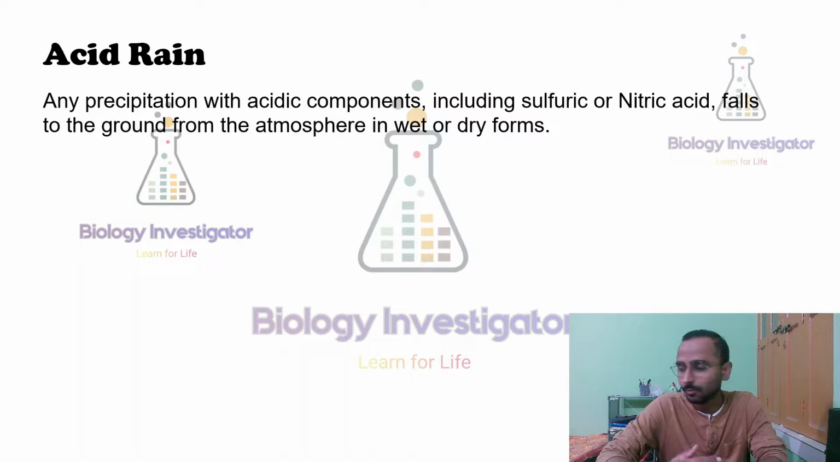So in English we can say any precipitation, which is another term for rain or wetness on earth, with acidic components. When we have acidic components in rain water, that is actually acid rain.